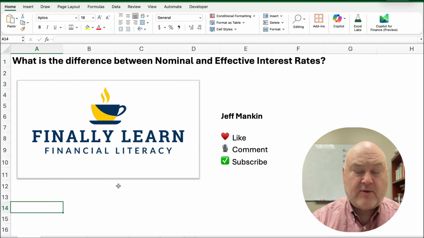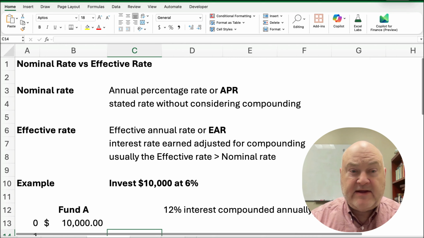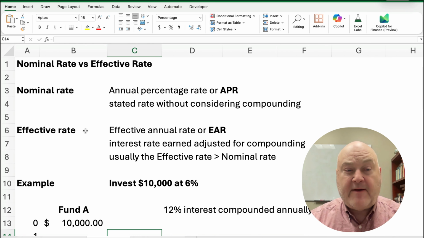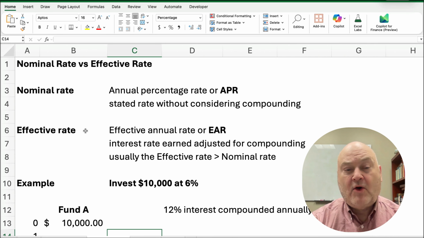Hello and welcome. Today we're working on what is the difference between nominal and effective interest rates. Another way to say this would be the nominal rate or the APR, the annual percentage rate, versus the effective rate. Sometimes we call it the effective annual rate, and we abbreviate that EAR.